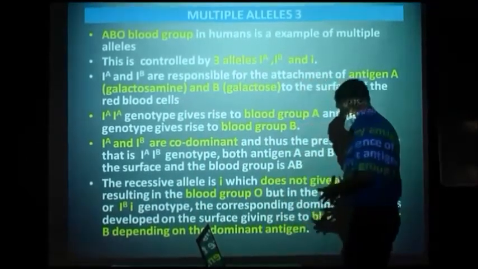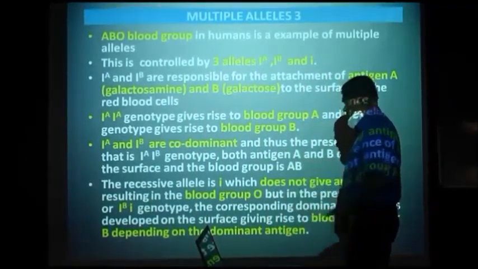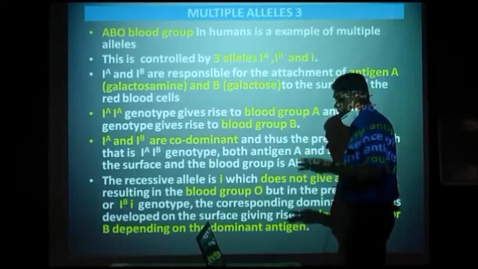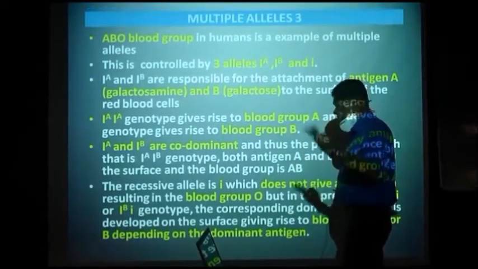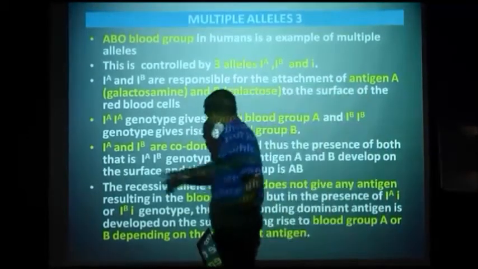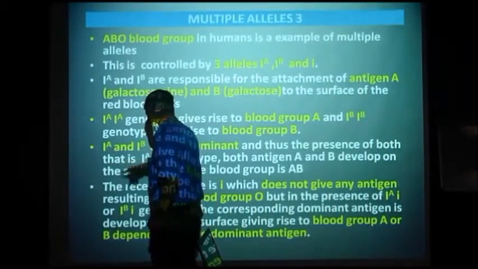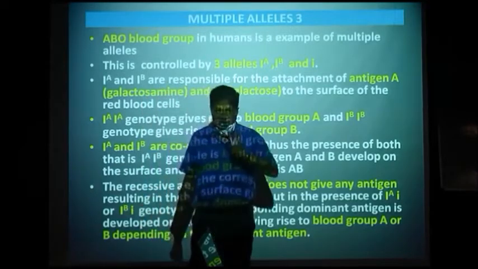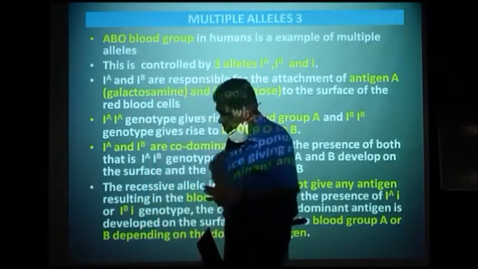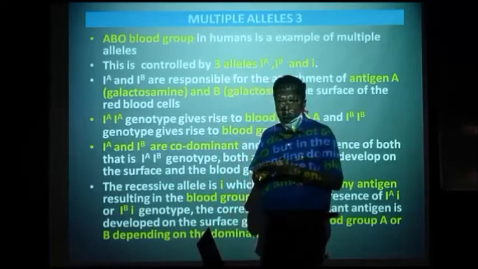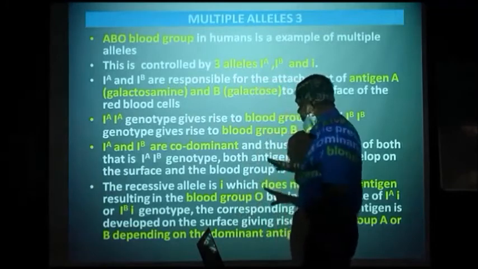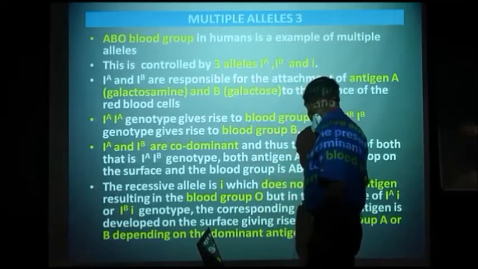Now coming to the third combination. How many alleles are here? There are three alleles: capital IA, capital IB and small i. Because the alleles are more than two, this is called a multiple allele example.